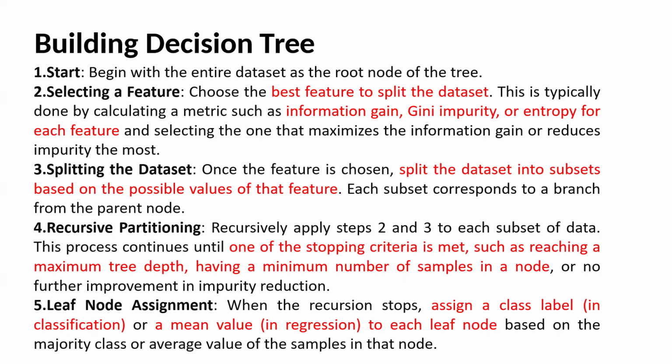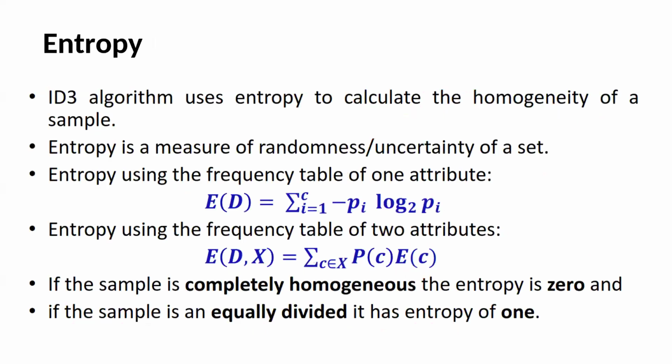When the recursion stops, we need to assign a class label. We assign a class label in classification, and if it is regression, we have to calculate the mean value. So these are all the things that we need to consider, and these are all the steps involved.